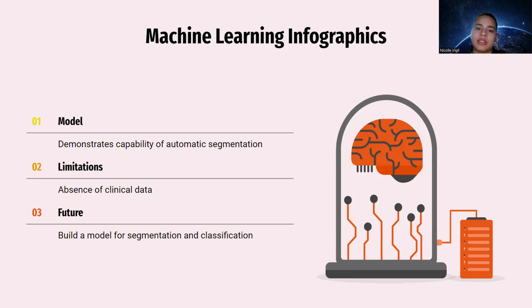Despite the number of features extracted from the cases, it is necessary to incorporate clinical data to achieve high classification diagnostics. Some of the limitations, as I just said, were the absence of clinical data, and the model demonstrates its capabilities of some automatic segmentation, as we saw on the previous slides. And for the future, it will be better if just one model is built for segmentation and classification instead of having 2 models, which are the ANET and the random forest.